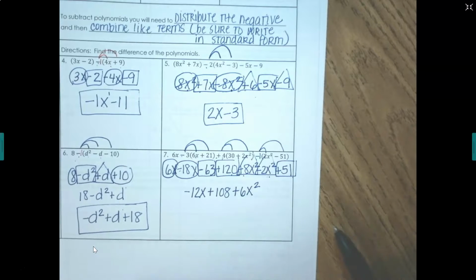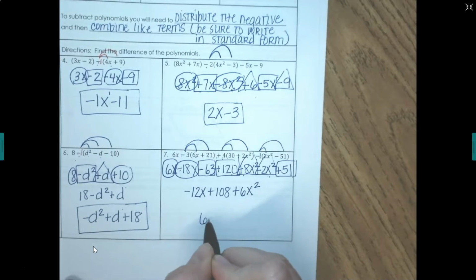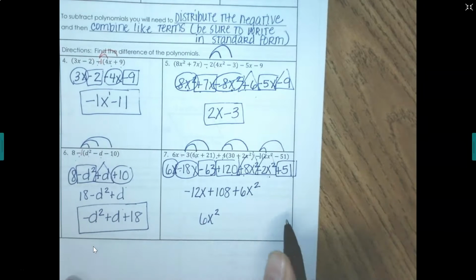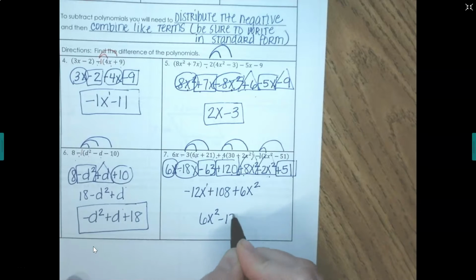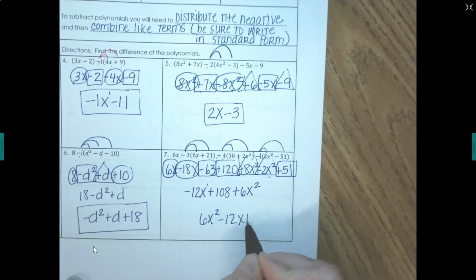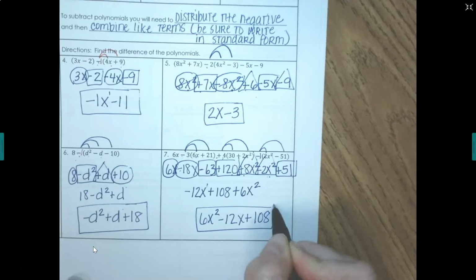And then I looked at my standard form. The largest exponent that I see is this 2. So I got to use that term first, 6x squared. The next biggest exponent is the 1. So that's a negative 12x. And then there's no exponent on that one. It's our constant. It always comes last.